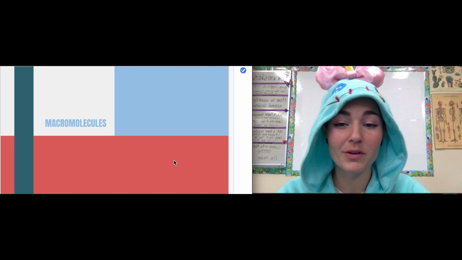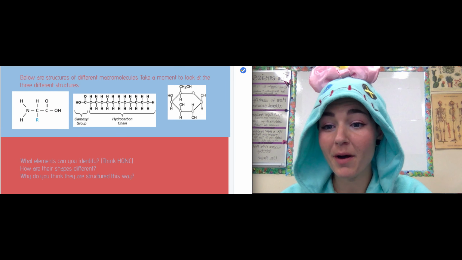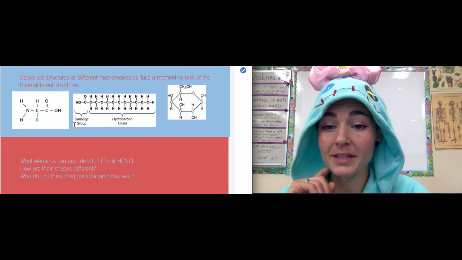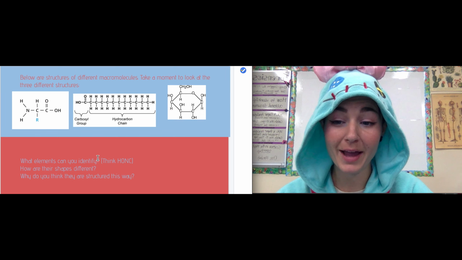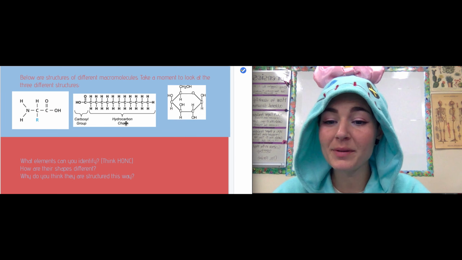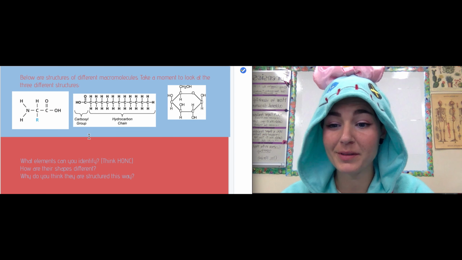So, macromolecules. These are three of the main structures of macromolecules here. I'm not going to tell you what is what at the moment, but just look at them and then go ahead and answer these questions. They're also in your packet here. What elements can you identify? We've spent some time with elements now and different types of atoms, so which of these can you identify? Can you tell me what elements they are?